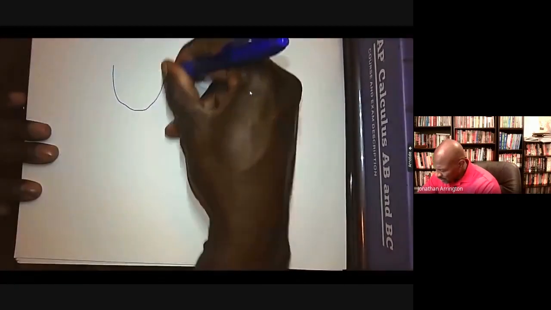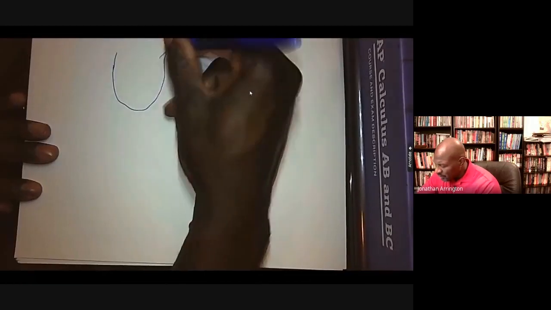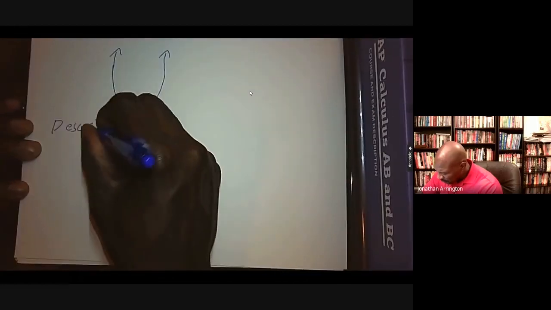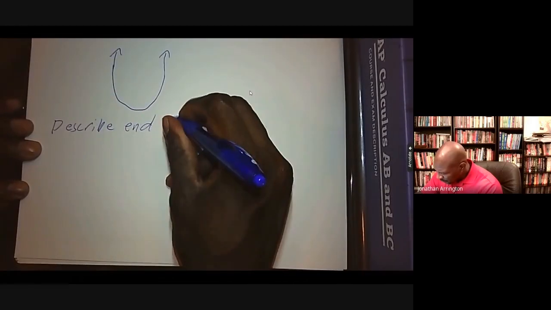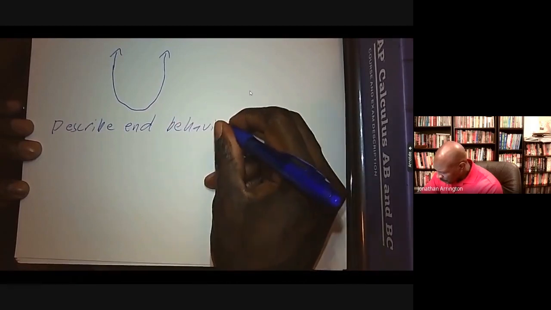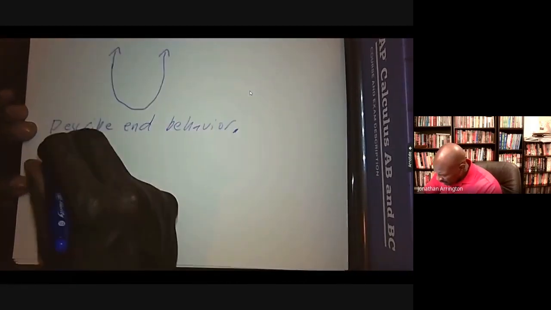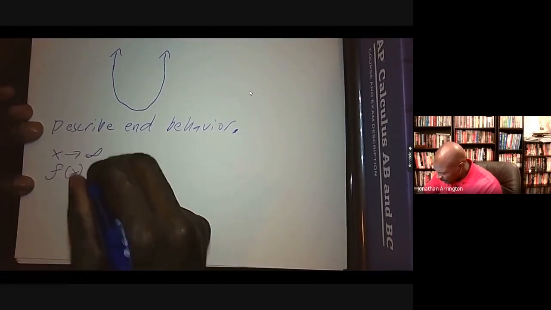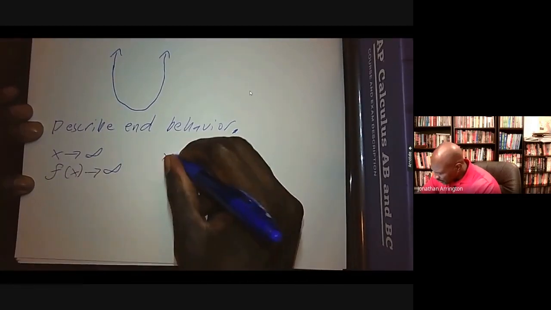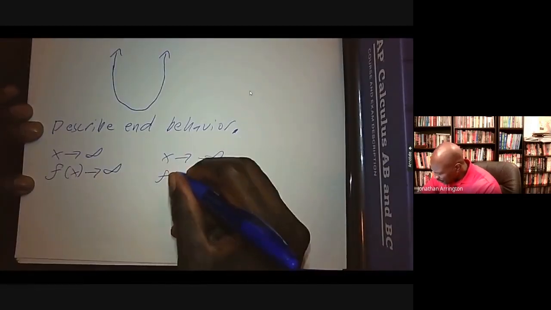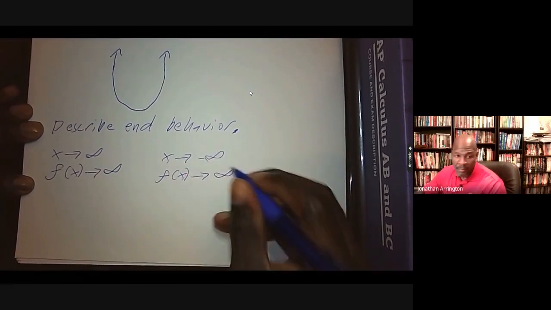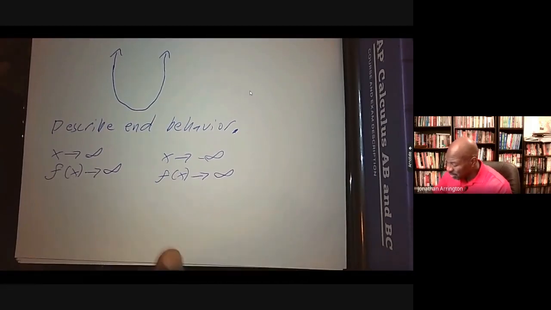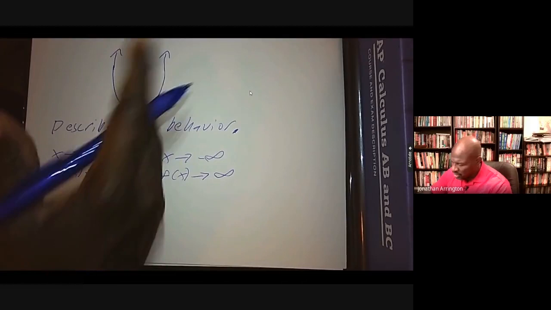So the graph looks something like this. And it will say describe the end behavior. And the end behavior is as x goes to infinity, f of x goes to infinity. As x goes to negative infinity, f of x goes to infinity. And that's how you write the end behavior. Now, this is pretty basic. Again, both ends are going to infinity because both ends are shooting straight up.